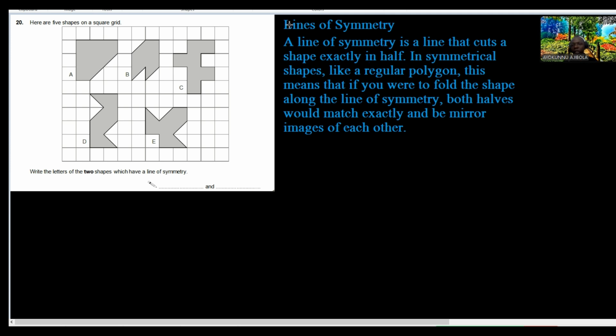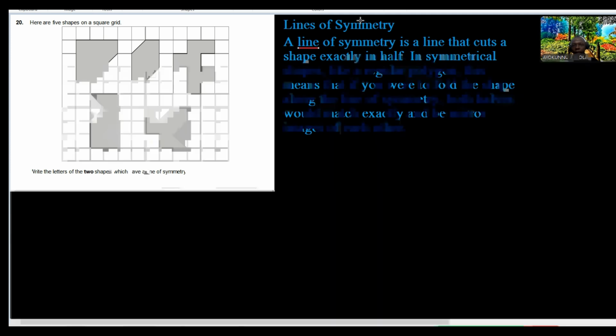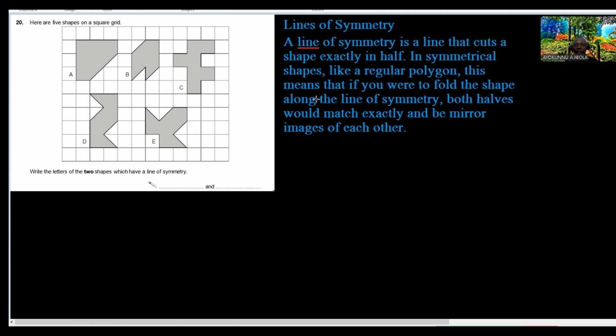So what this is actually saying is that if we use a line to separate portions or parts of a shape, and the line cuts them into equal halves, then that line is a line of symmetry. And if we fold that shape, it's going to be like a mirror of the other half.